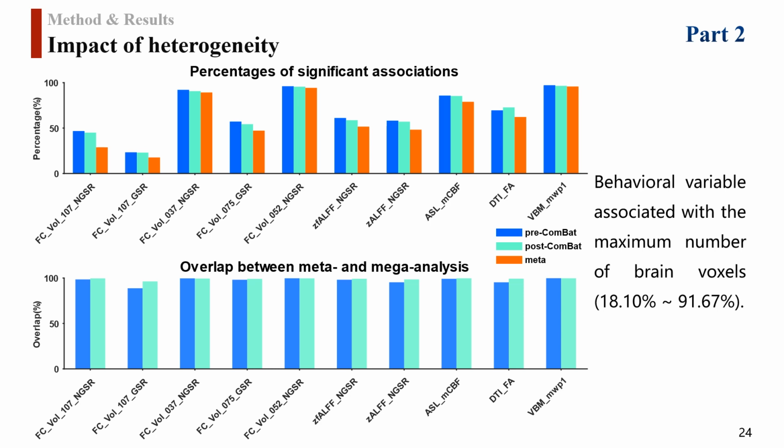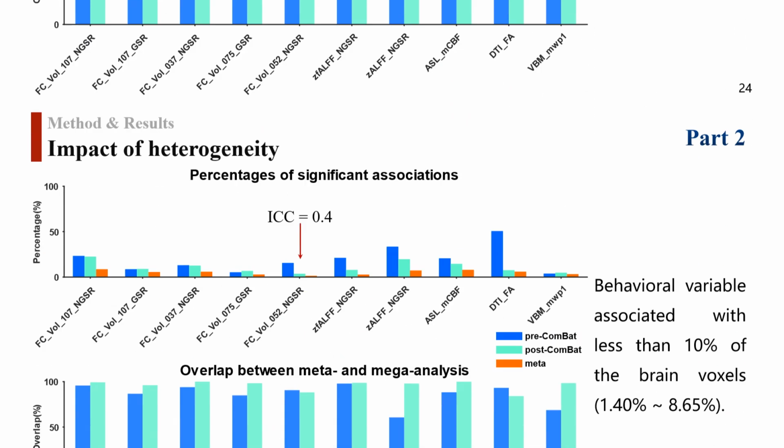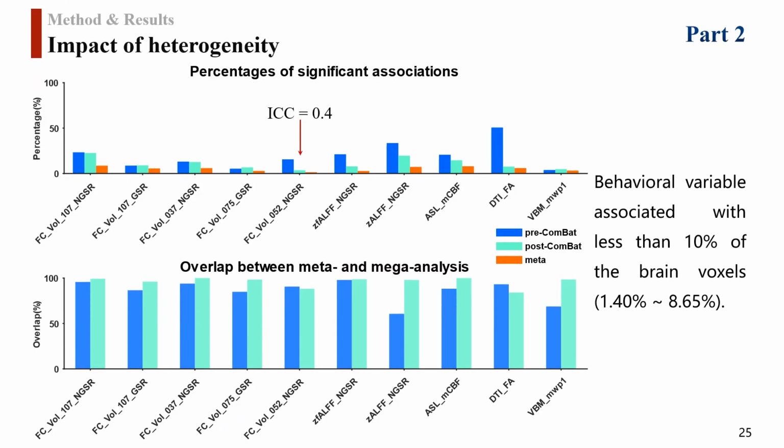According to the results, pre- and post-ComBat are almost identical, indicating that the impact of heterogeneity is minimal. But when the behavior variable that associated with less than 10% of the brain voxels was selected for conducting the association analysis, the results differed. It can be observed that when the ICCs were greater than or equal to 0.4, pre-ComBat had more significant associations but had lower overlap with meta-analysis.